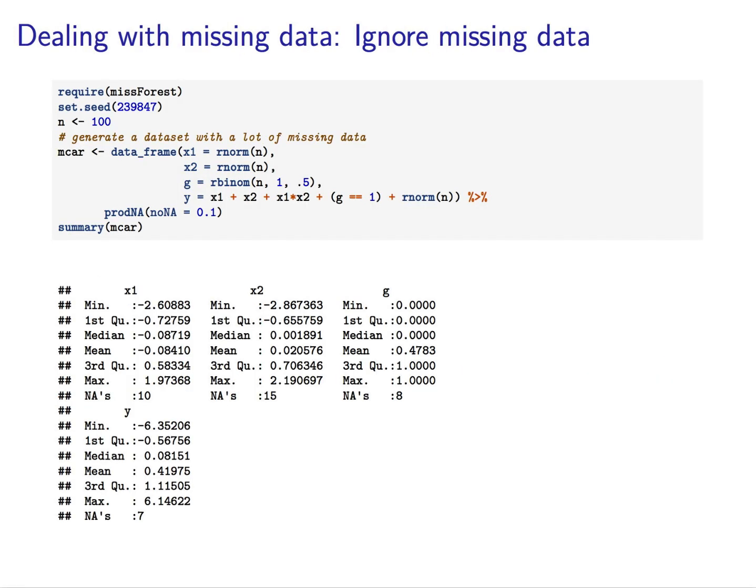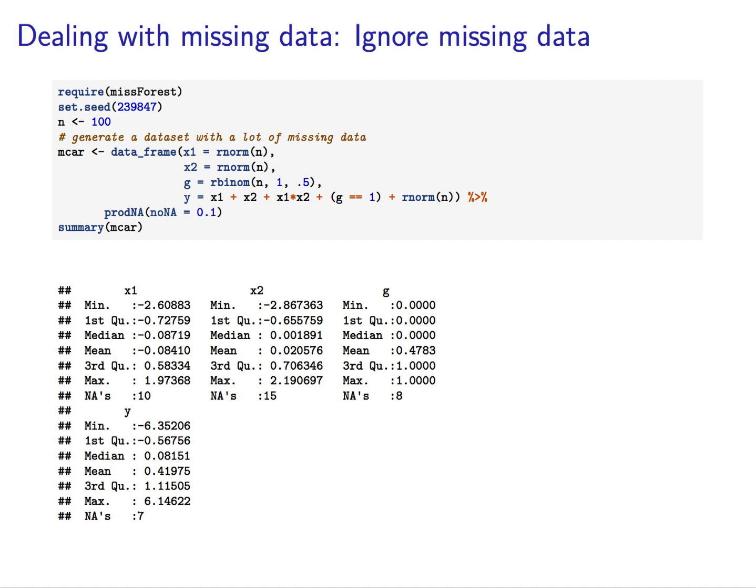So here we are going to generate a data set with a lot of missing data. We have a system where y is a function of continuous variables x1 and x2, and this categorical variable g. We're going to use the prod_na function from the missForest package to generate 10% missingness in our data. Here we set the percent of missingness at 10%. And this is without respect to anything, so this is missing completely at random.